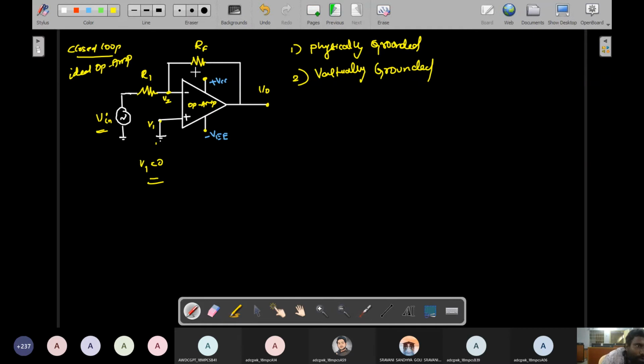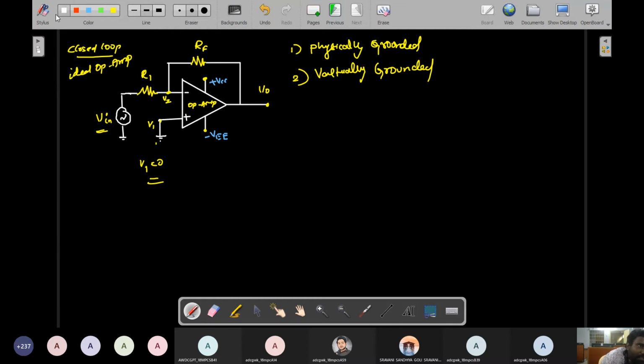I'm proving that right now, what I'm saying. You know that the non-inverting terminal is directly connected to ground. That means the potential at V1 is always equal to 0. But in the case of the potential at V2, that potential is also equal to the potential at V1. Whatever potential is at V1, the same potential will be at V2. That is the virtual ground concept.